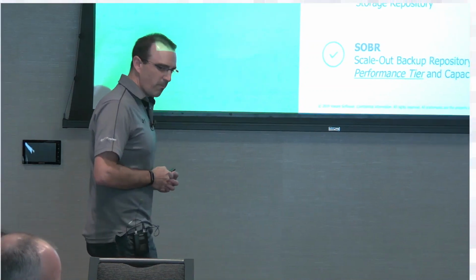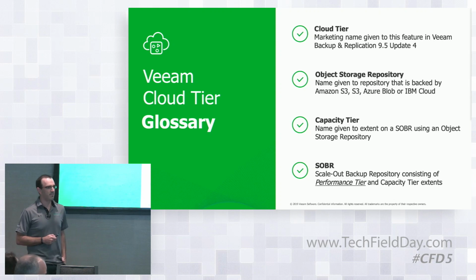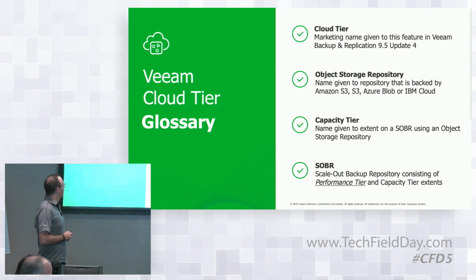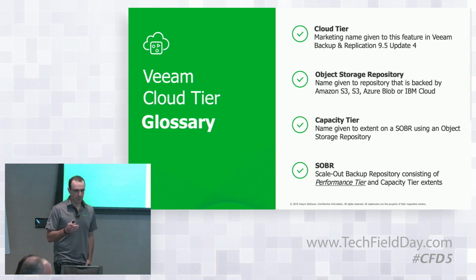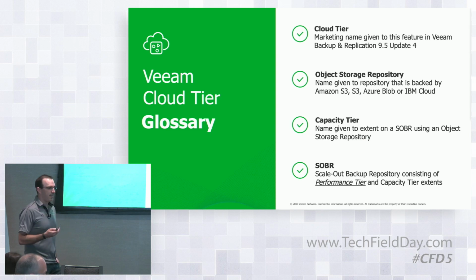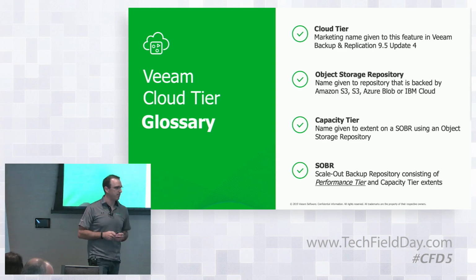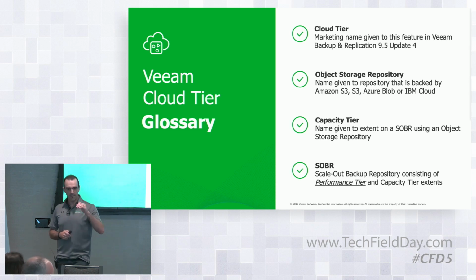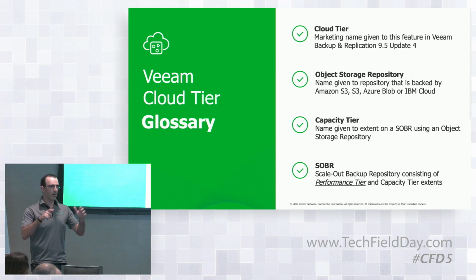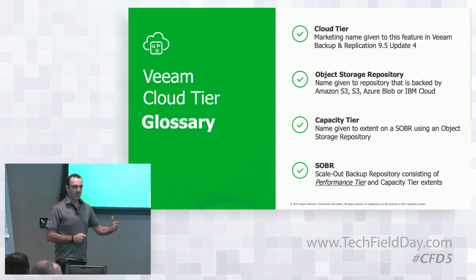Before I start, it's important to talk about a glossary when we're talking about the clouds here, because we've got a number of different terminologies that you're going to hear over the next 10 or 20 minutes. The cloud tier itself is a marketing name that we basically gave to the feature. We're very good at doing umbrella names throughout some of our features. So if you hear cloud tier, it's basically the umbrella tag of this feature, meaning that in the future when we add functionality to it, it's still under that cloud tier marketing name.